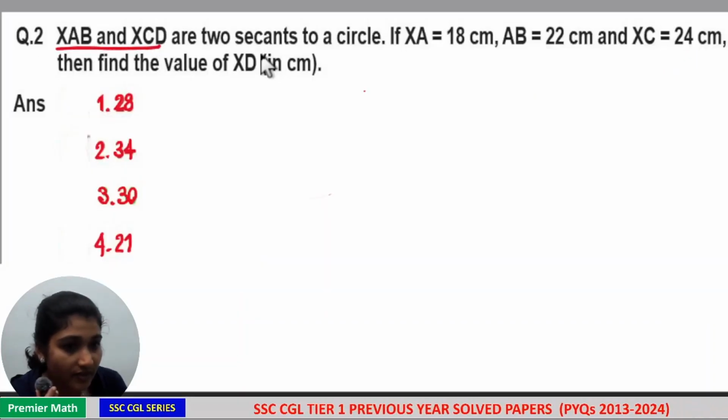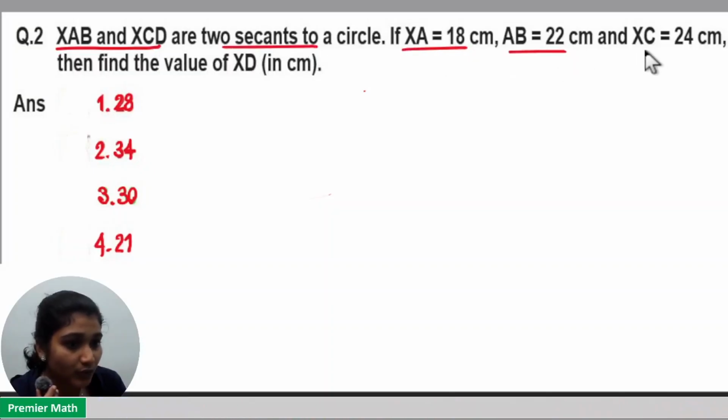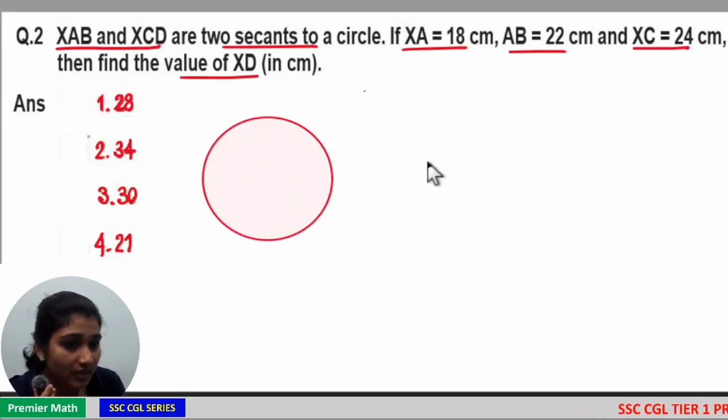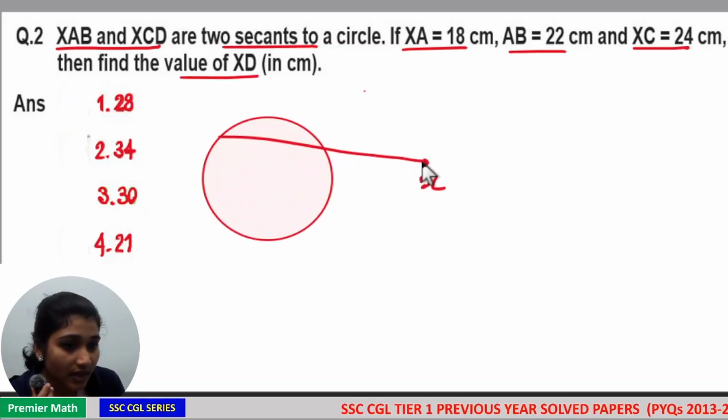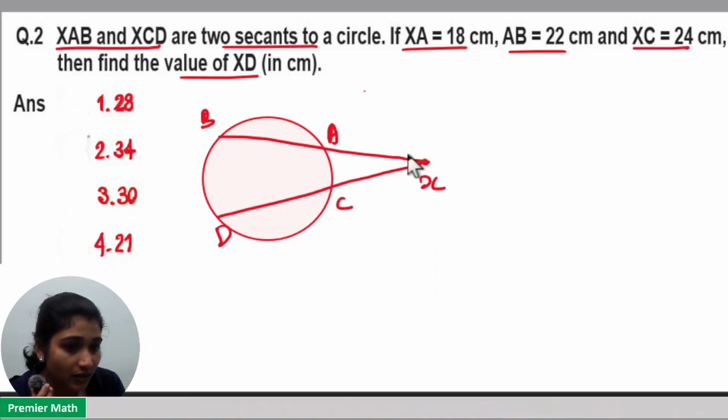XAB and XCD are two secants to a circle. If XA equal to 18, AB equal to 22 and XC equal to 24, then find the value of XD in centimeter. Here, if this is the circle and point outside as X, now secant XAB is this one and this is secant XCD. Now, XA is 18 and AB is equal to 22 and XC is equal to 24.